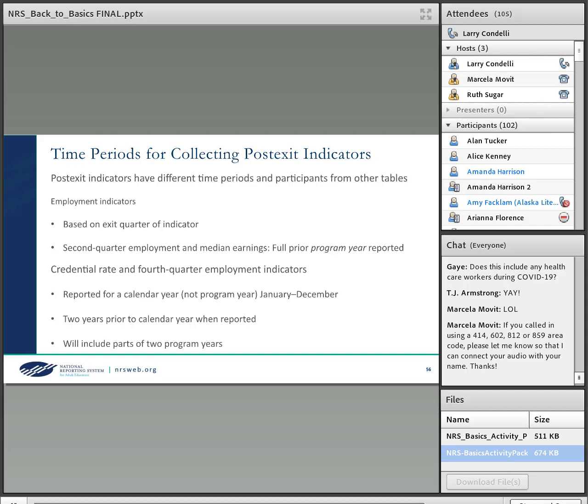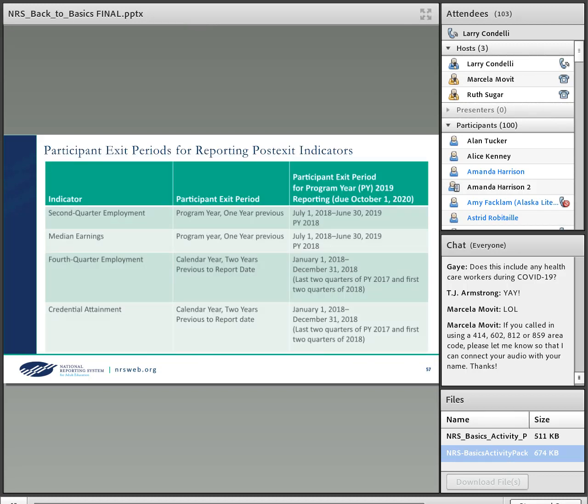The same thing for the credential and fourth quarter employment. These are even a little bit more complicated because of the long time lag that you have to wait after exit. For example, after a person exits a post-secondary credential program, you would have to wait up to a year to see if that participant got a credential. So because of that time lag, they're reported in an even longer time period, which can be up to 2 years after when they exited. And the calendar is based on a January-December year, not a program year, and it includes parts of 2 program years.